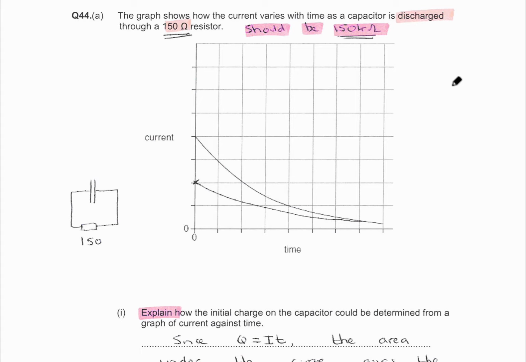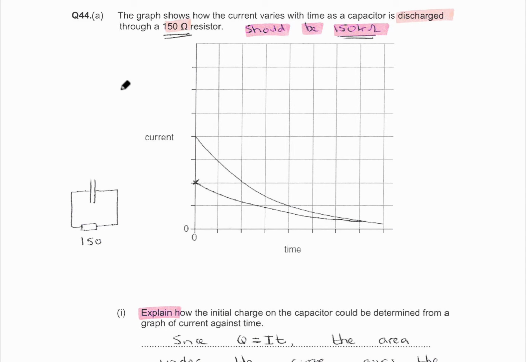Now, the first thing to say about this question is that it's a real past exam question from about, if I remember rightly, 2015. And the exam board made a mistake. What the exam board should have written is a 150 kilo ohm resistor. So actually there was a typing error and the kilo bit was missing.